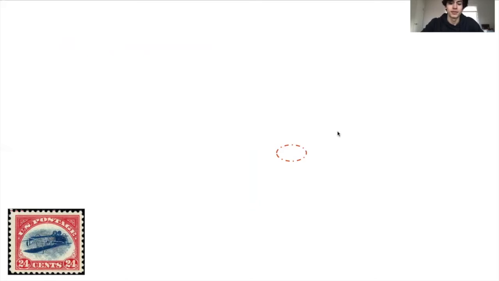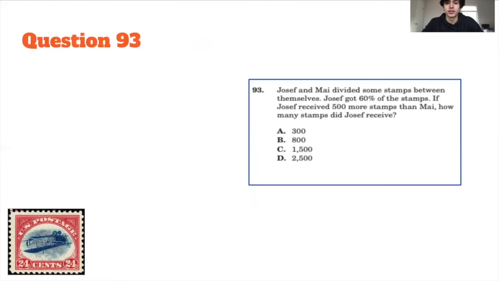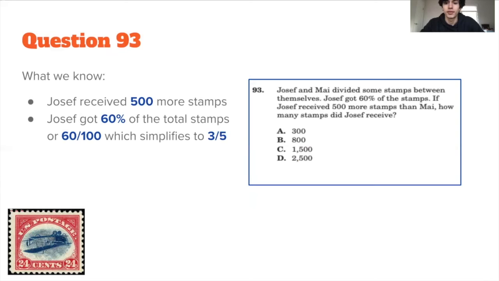Great job, guys. Now let's move on to question 93. It reads, Joseph and May divided some stamps between themselves. Joseph got 60% of the stamps. If Joseph received 500 more stamps than May, how many stamps did Joseph receive?